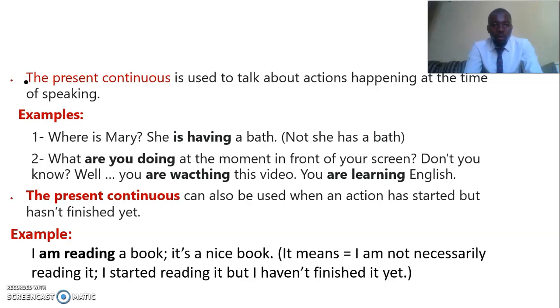And here are some examples. Number 1. Where is Mary? She's having a bath. Not she has a bath. No, she is having a bath.